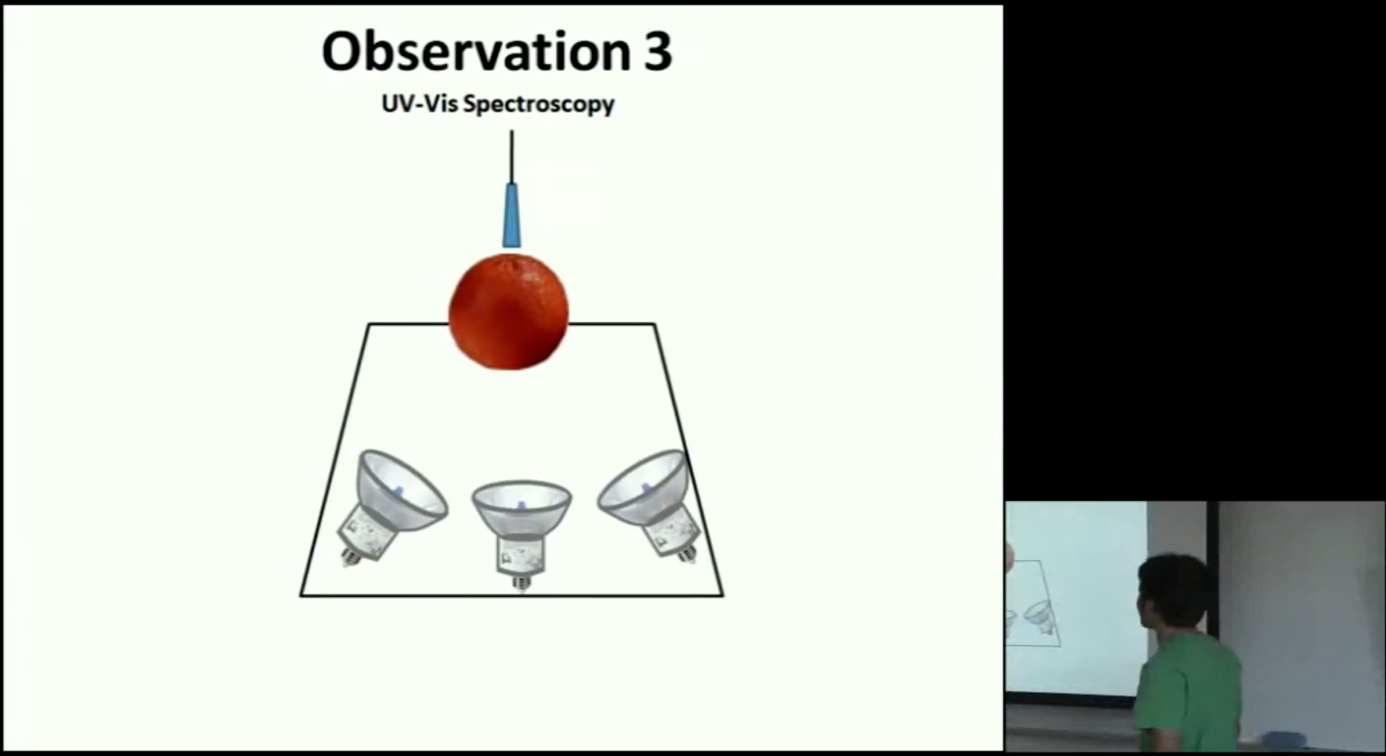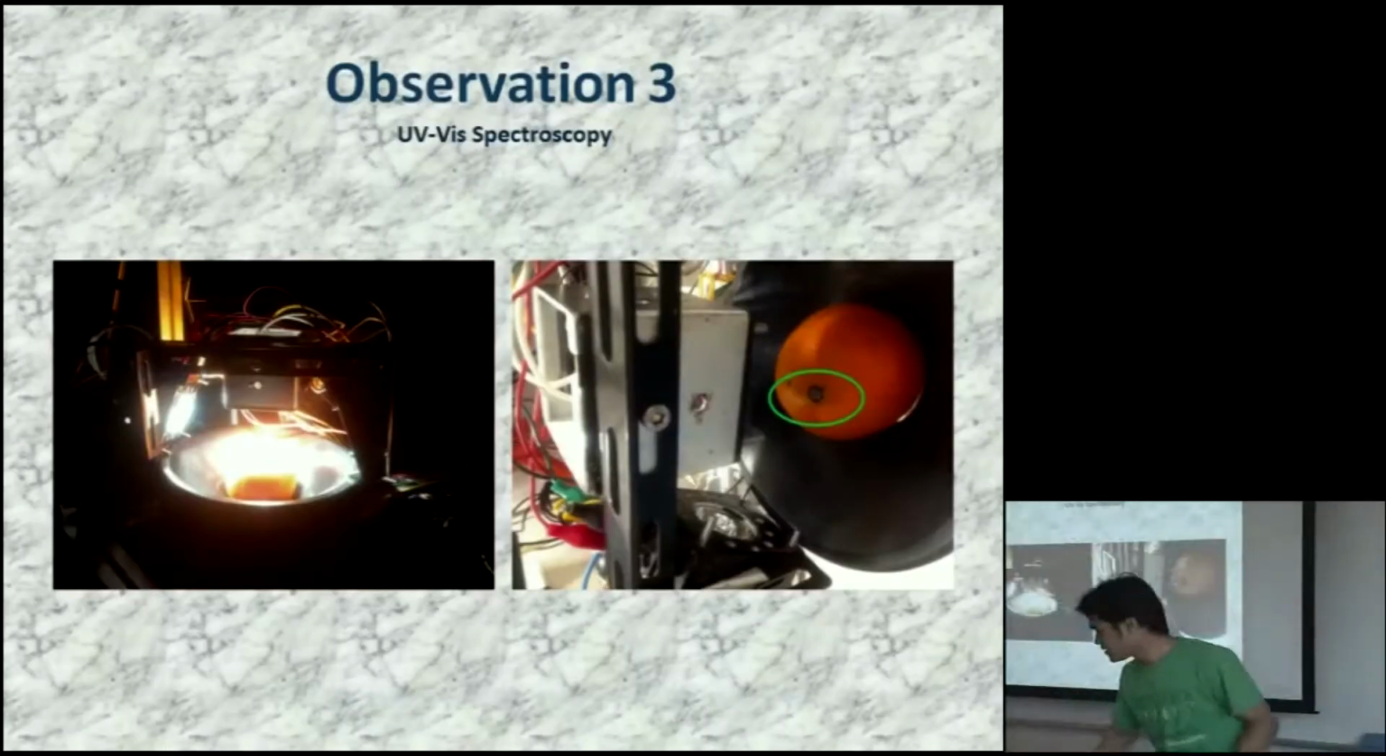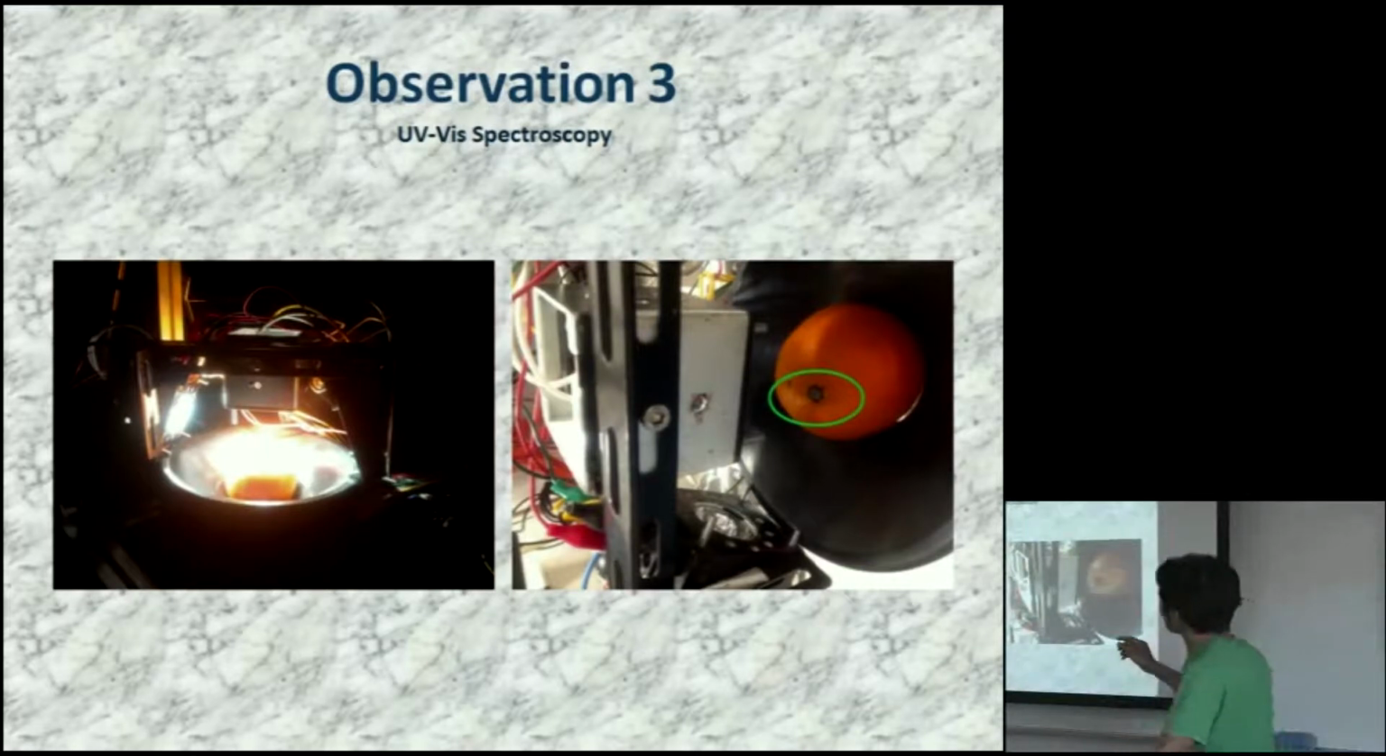This uses a halogen lamp. Especially, I use the UV visible spectroscopy provided by our laboratory. I measure non-destructively. I try to use 3 halogen lamps and a detector in the UV visible region. In the field like this, I take the picture. This is the condition of my third observation.